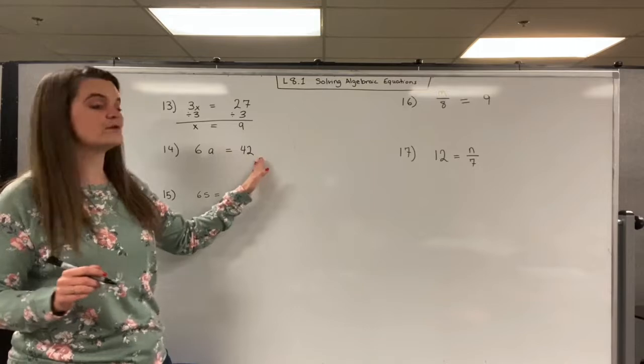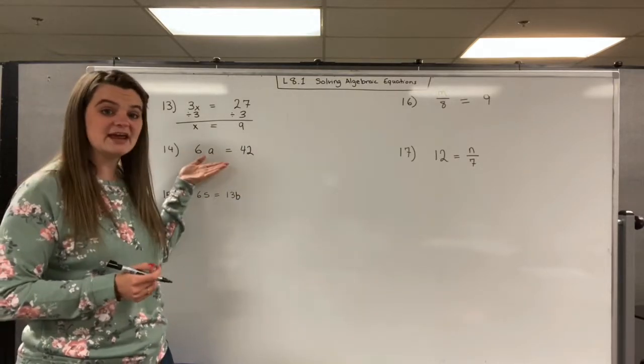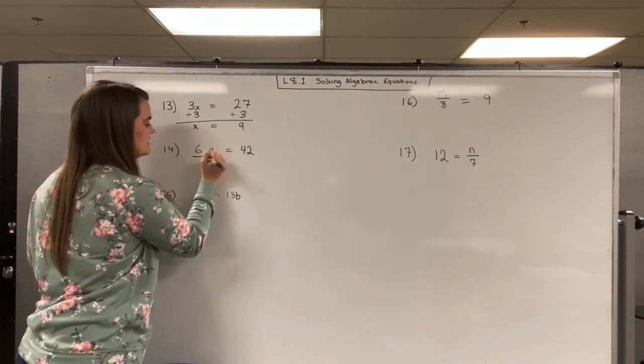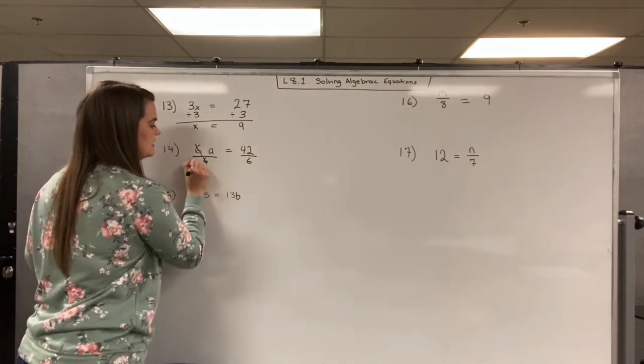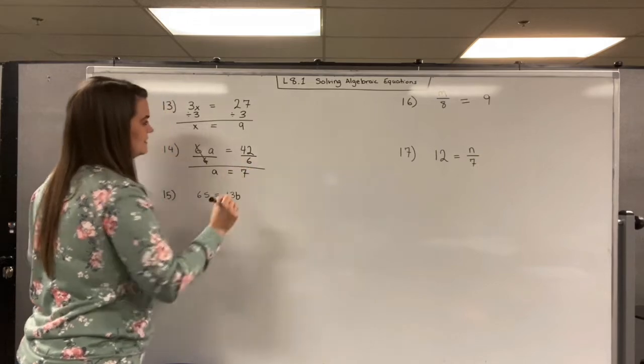6a equals 42. Well, what do we need this to equal? We need it to just be a on this side. So in order to get rid of it, we're going to divide it by 6. We can cross those out. Divide it by 6. And what we are left with is a equals 7.